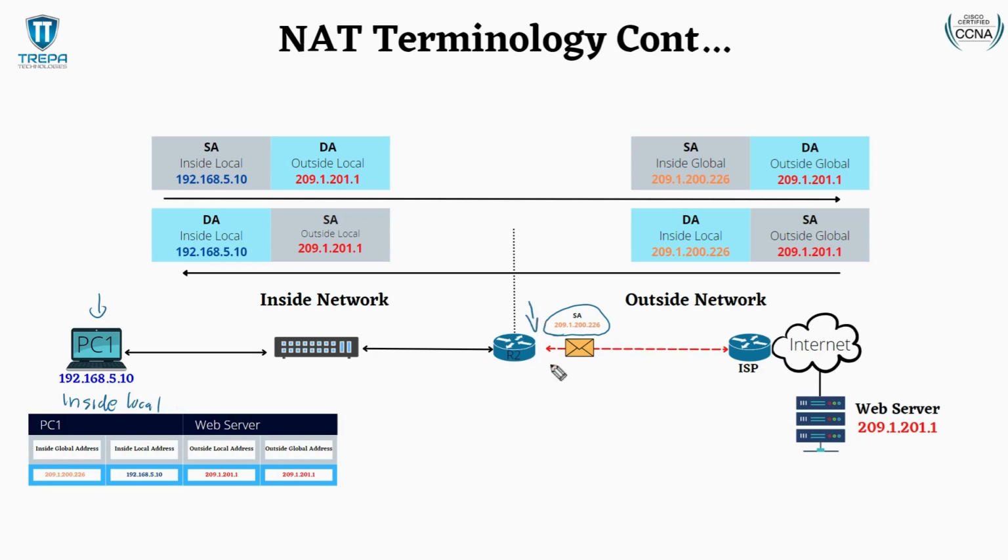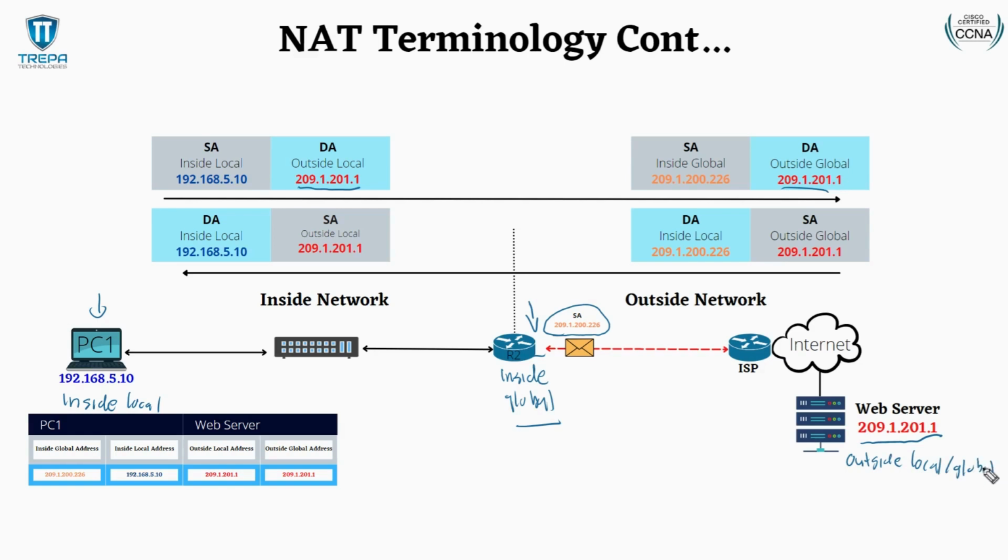And then the public IP that sits at your border router facing the outside network is going to be your inside global. If you think about the word global, it makes sense, because that's the IP address that does belong to us, our enterprise, but it's used for global communication. And then your outside local and your outside global are going to be the same IP address, which is the web server that PC1 wants to talk to. So this is going to be our outside local and global.